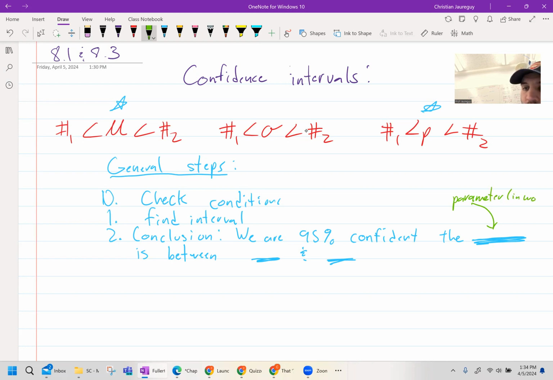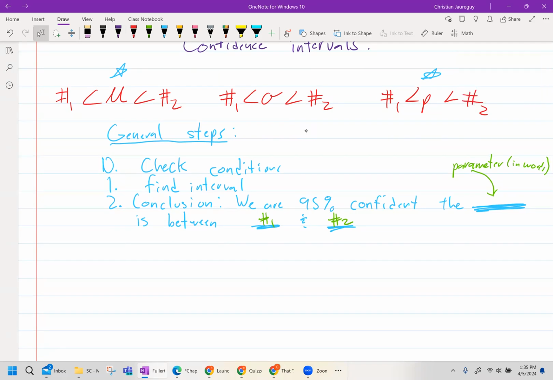In words, right? So if we're trying to find the average height of Chapman students, I would say we're 95% confident the average height is between some number 1 and number 2. And you can see there's still conditions. Those conditions are the same as before. We're still all based upon a normal distribution, right? And since we're based on a bell-shaped normal distribution, that 95% confidence should ring a bell. And we're going to address that later. So we move on.